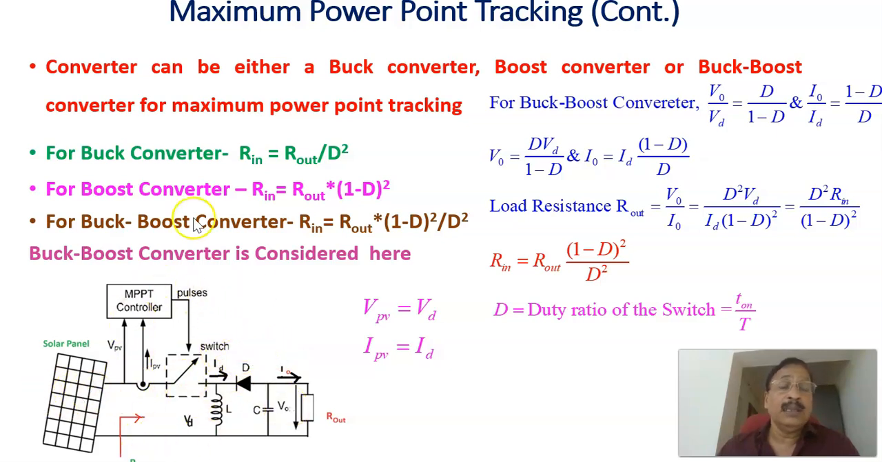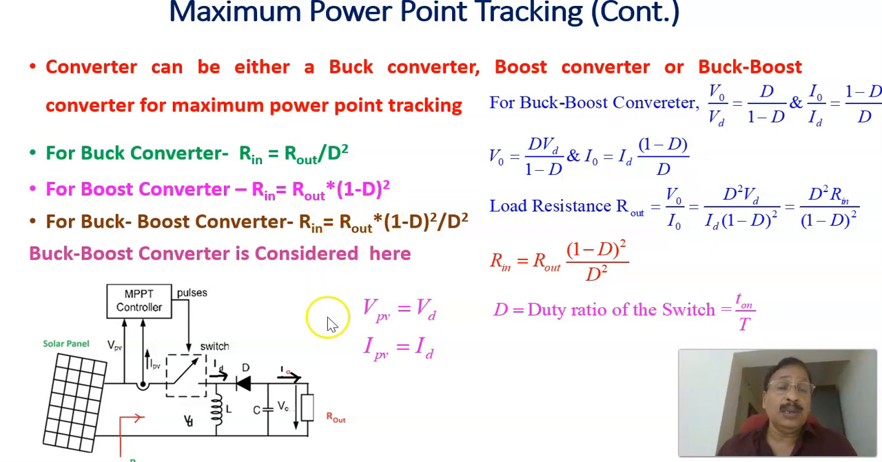If it is a buck converter, the input resistance at the source side is equal to the output resistance divided by D square. If it is a boost converter, the input resistance, that is the resistance seen at this point, is equal to the output resistance divided by (1 minus D) whole square. For the buck boost converter that we are going to discuss, the resistance seen at this point is equal to the output resistance into (1 minus D) whole square divided by D square.